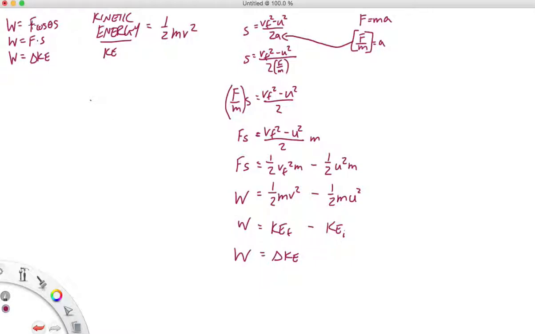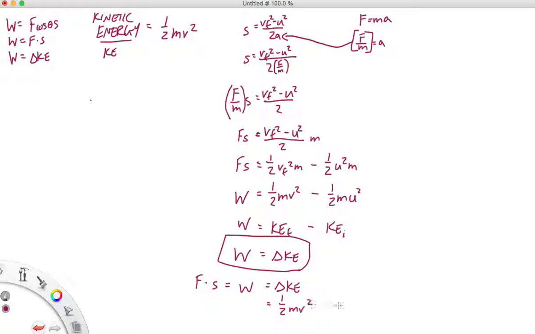Work, so the force applied over a distance, equals the change in kinetic energy, the final kinetic energy minus the initial kinetic energy. Okay, so that is just a fantastic result. It's a fantastic result because now we can say that this change in kinetic energy equals work. Well, work also equals force times displacement.